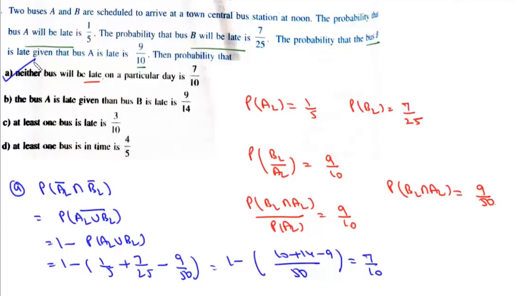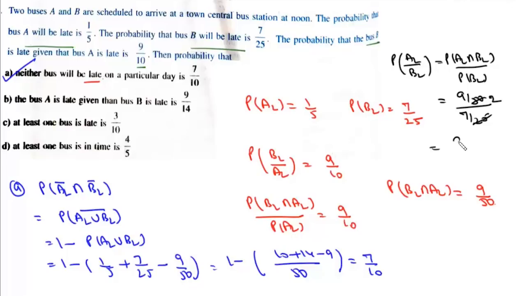Now the second one is bus A is late given that bus B is late. So we need to find the probability of AL given BL. Now this is the probability of AL intersection BL upon the probability of BL. Now AL intersection BL is 9 by 50 divided by 7 by 25. So this is 9 by 14. Option B is also correct.